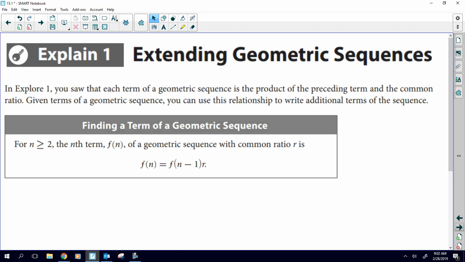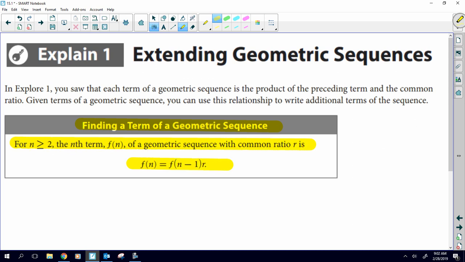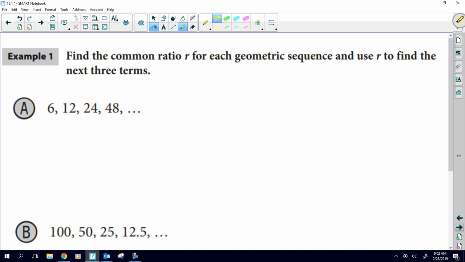Now, what I do want you to do is write this, finding a term of a geometric sequence. For n greater than or equal to 2, the nth term, f of n, of a geometric sequence with a common ratio r is f of n equals f of n minus 1 times r. Okay, so you need to know the previous term to figure out the next term. All right? Make sure you write that.